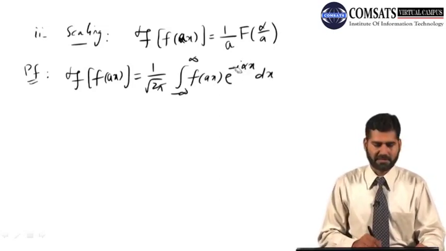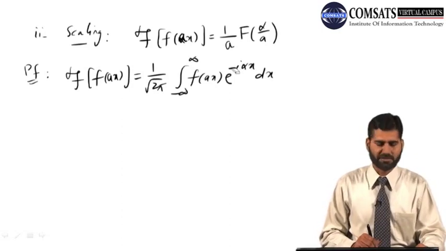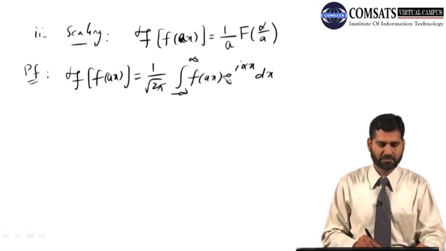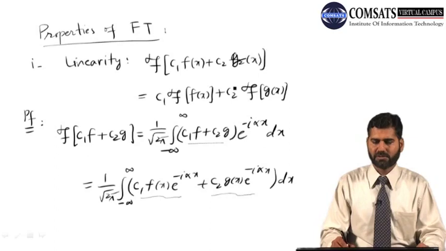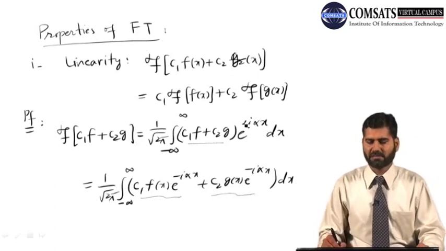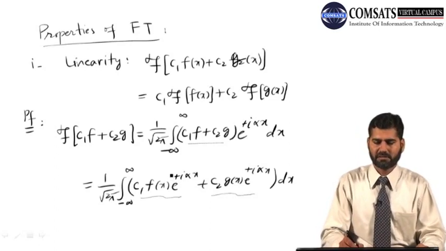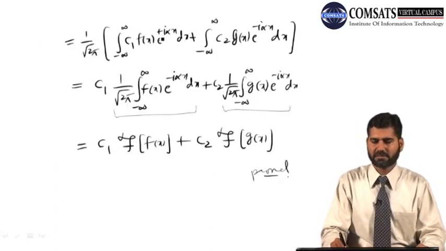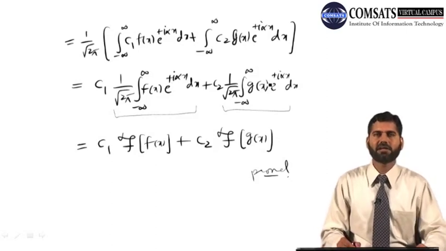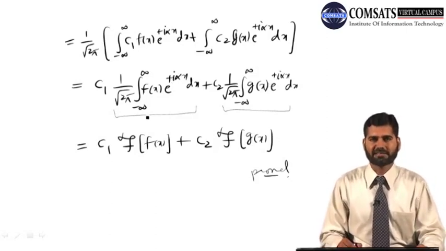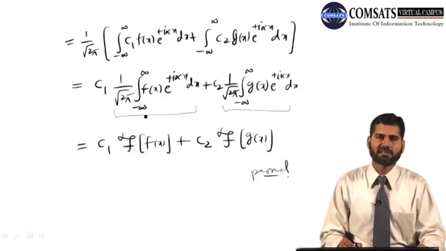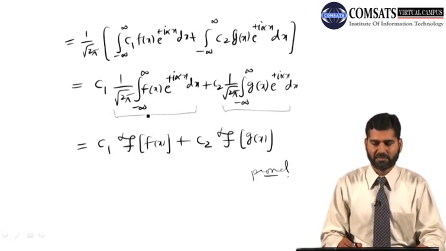It is alpha, not minus alpha. Minus alpha comes in the inverse transform. So this is also plus alpha. Plus iota alpha x comes in the Fourier transform, minus iota alpha x in the inverse Fourier transform.